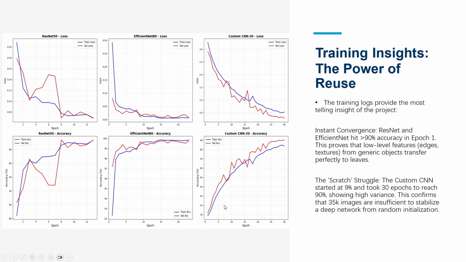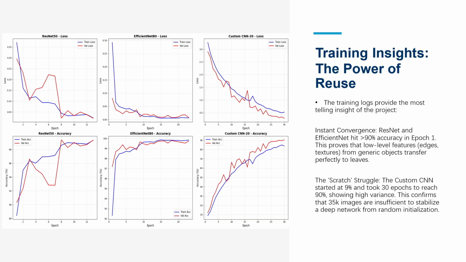Now compare that with our custom CNN20. It begins at only 9% accuracy, which is basically random guessing across our 26 classes. It took almost 30 full epochs for the scratch model to finally reach 90%. We also see much higher variance in its training and validation curves, showing that the model is struggling to stabilize without pre-trained features. This contrast highlights a key conclusion.